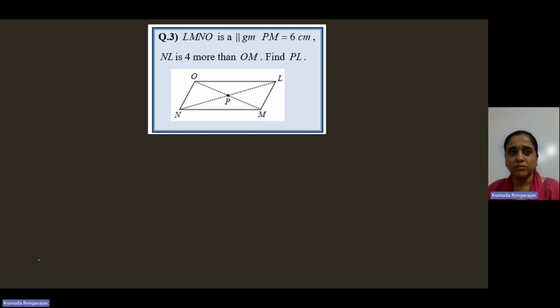So a quadrilateral has 4 vertices, the 4 corners. Vertex L, vertex M, vertex N, vertex O. That's all. The number of vertices will be equal to the number of sides the figure has. How many sides does this figure have? 4 sides. So it'll have 4 vertices, 4 interior angles.